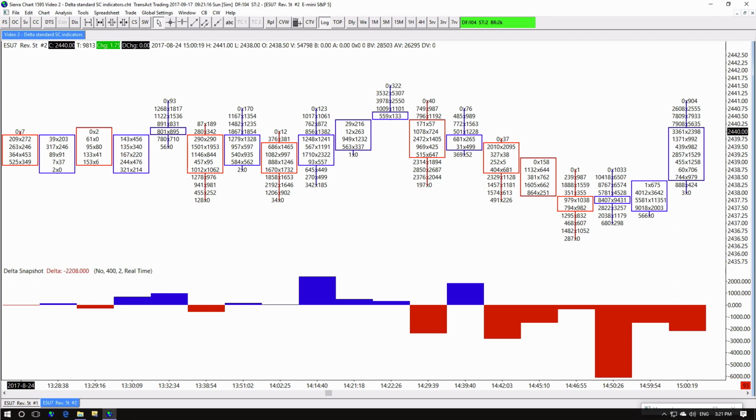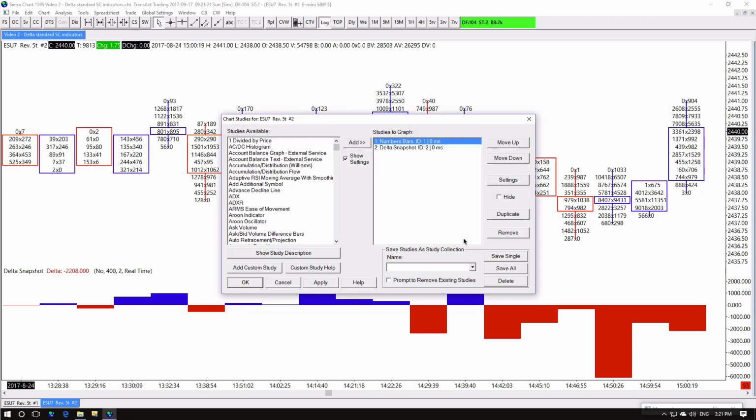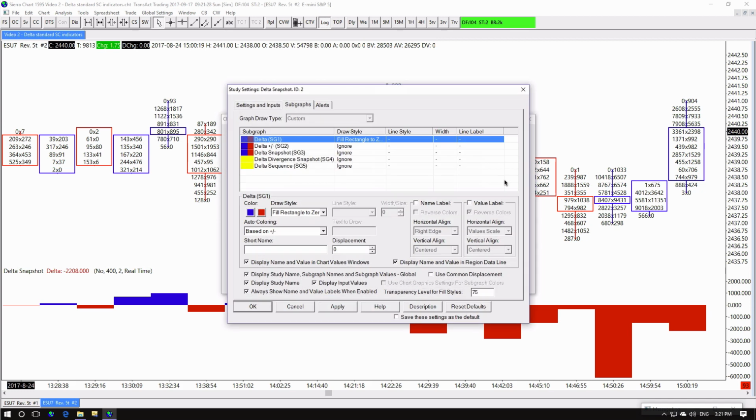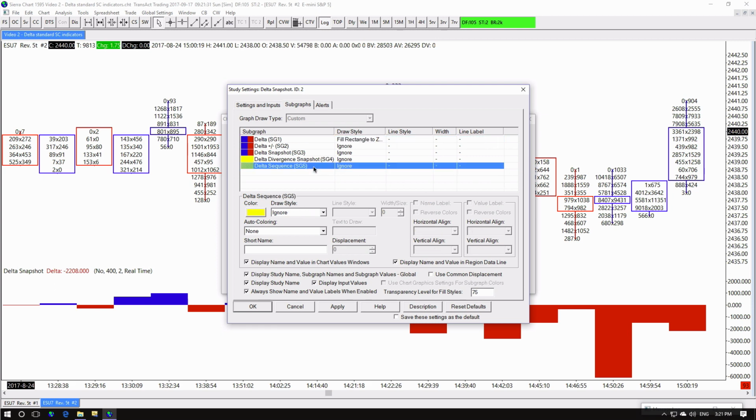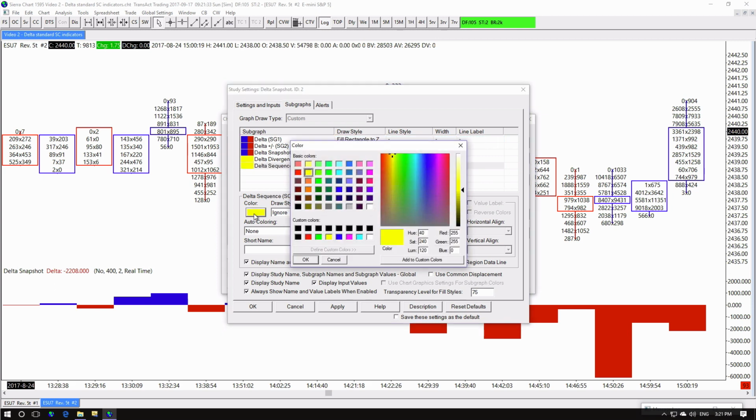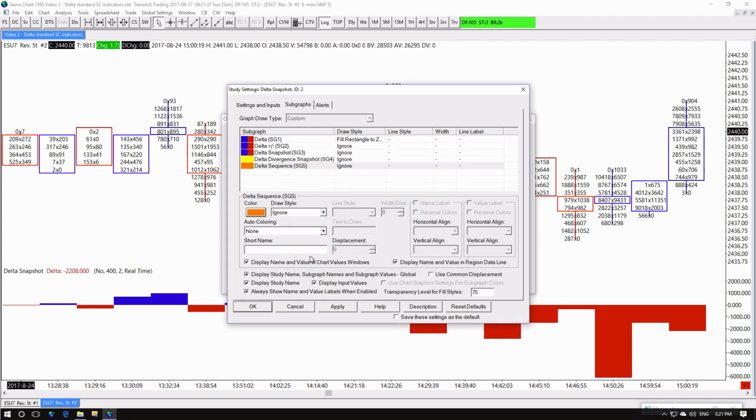Notice this sequence of falling deltas. We can highlight this using the delta sequence subgraph, which is actually part of delta snapshot. This subgraph looks for a sequence of falling delta when delta is positive, or a sequence of rising delta when delta is negative. With familiarity looking at charts, you see this automatically, but there's no harm in having your computer make it really obvious. Let's set the delta sequence subgraph to arrow right and make it orange.